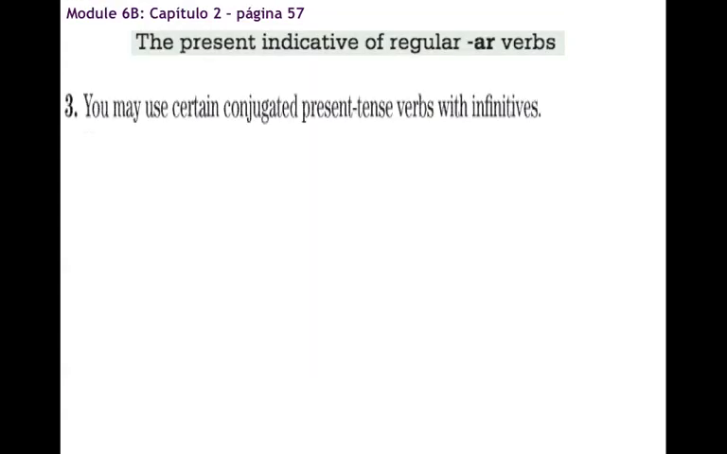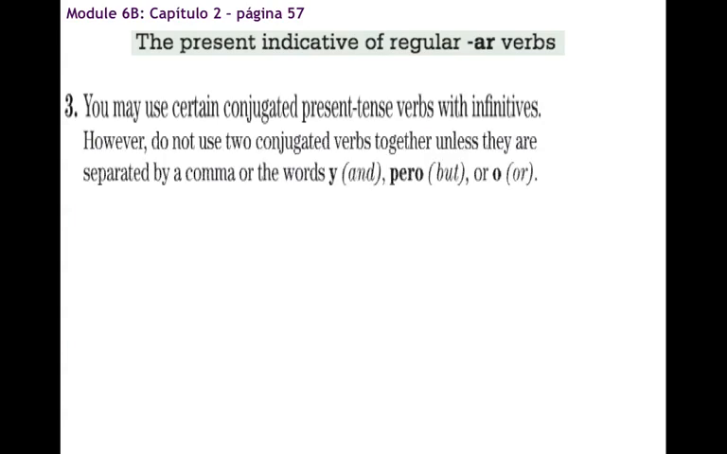Let's work a little bit more with these infinitives and conjugations. You may use certain conjugated present tense verbs with infinitives. In other words, you can use 2 verbs, one after the other, together. However, do not use 2 conjugated verbs together. One can be an infinitive and one conjugated. If they're both conjugated, they need to be separated by and, y, but, pero, or, o. Let's look at some examples to make it more tangible.